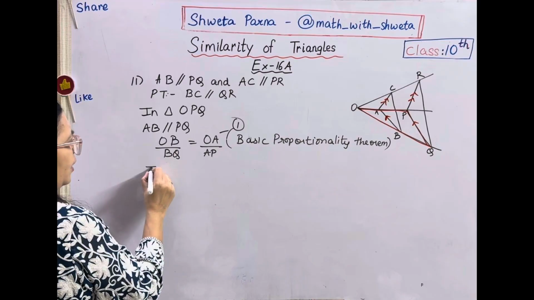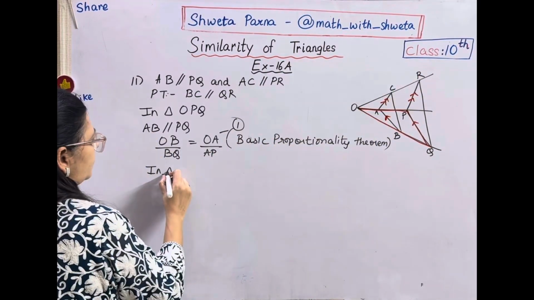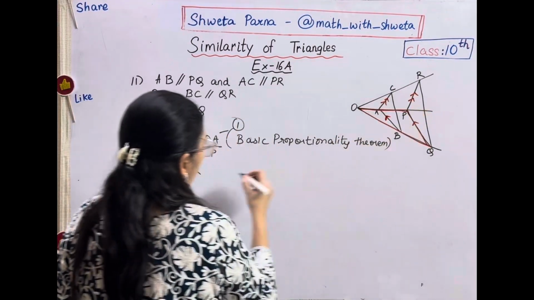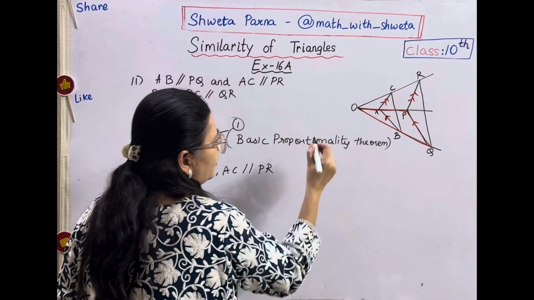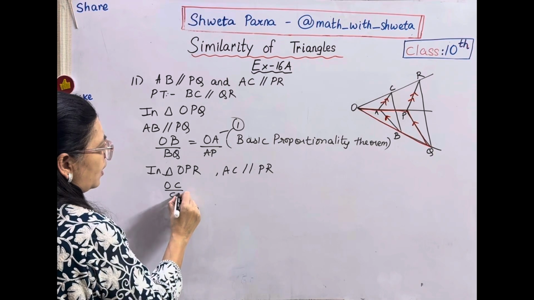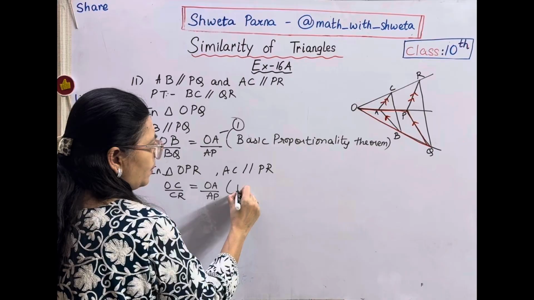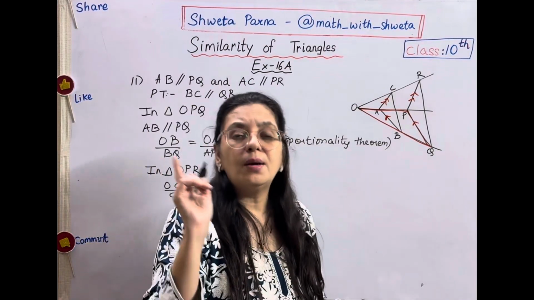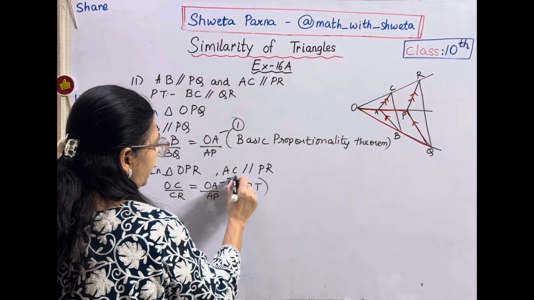Now same way, in triangle OPR, which two sides are parallel? AC is parallel to PR. That means the sides are proportional. So OC upon CR is equal to OA upon AP. I am writing a short form, but you will have to write the entire thing, which is the basic proportionality theorem. Now this becomes your second equation.